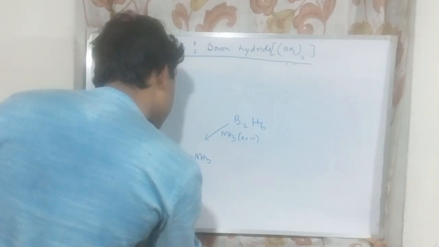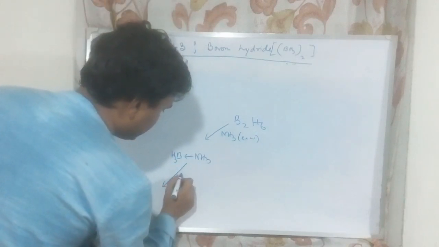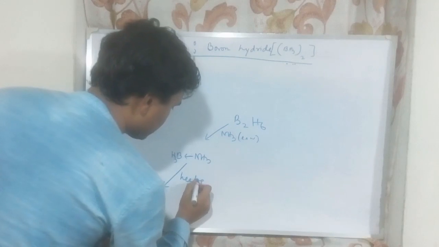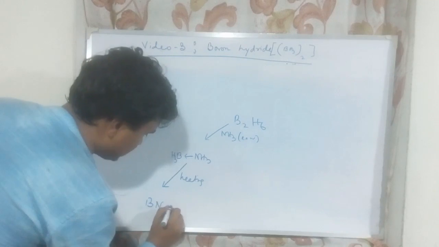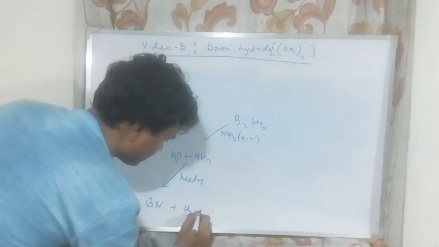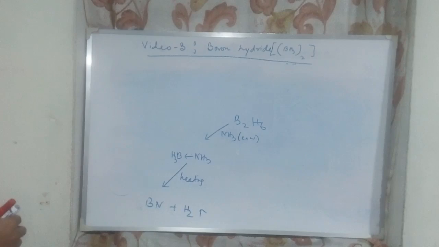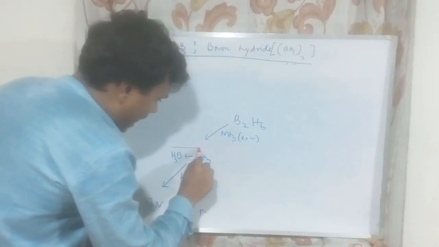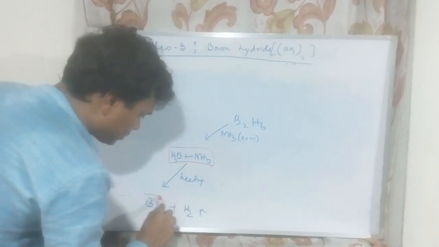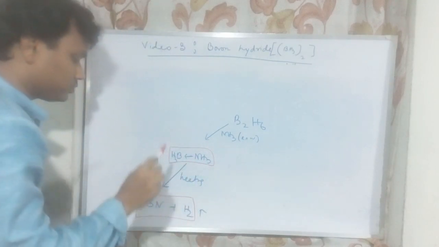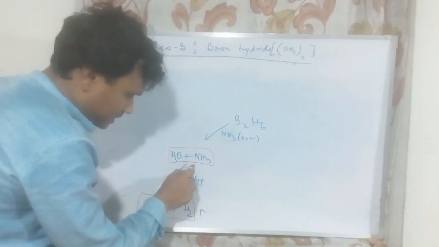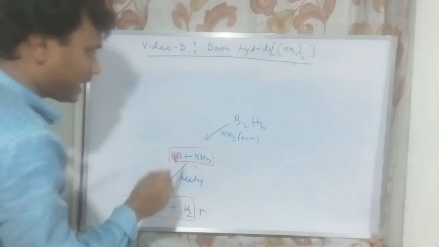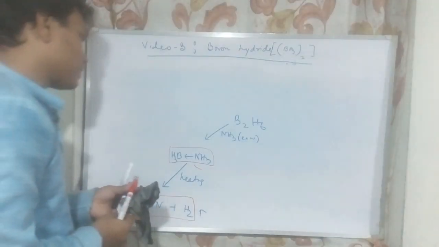NH3BH3 adduct, and upon heating this, it results in the formation of boron nitride and hydrogen gas. This is a unique reaction because here from the adduct hydrogen is produced, and hydrogen is one of the cleanest fuels. So this material is considered as a hydrogen carrier. Okay.